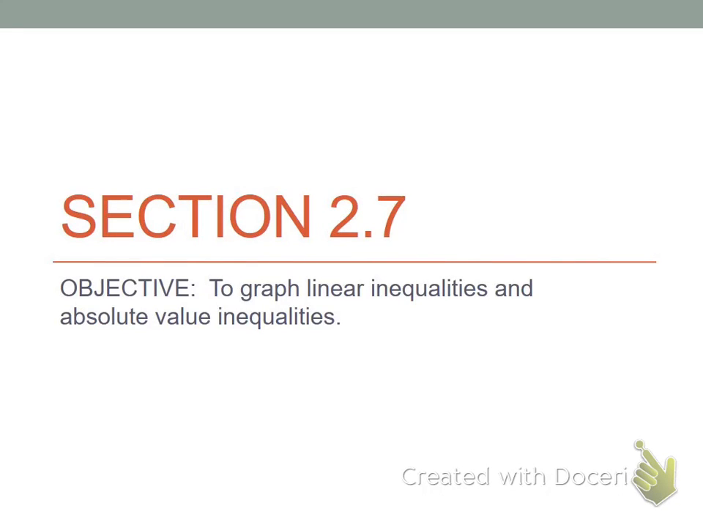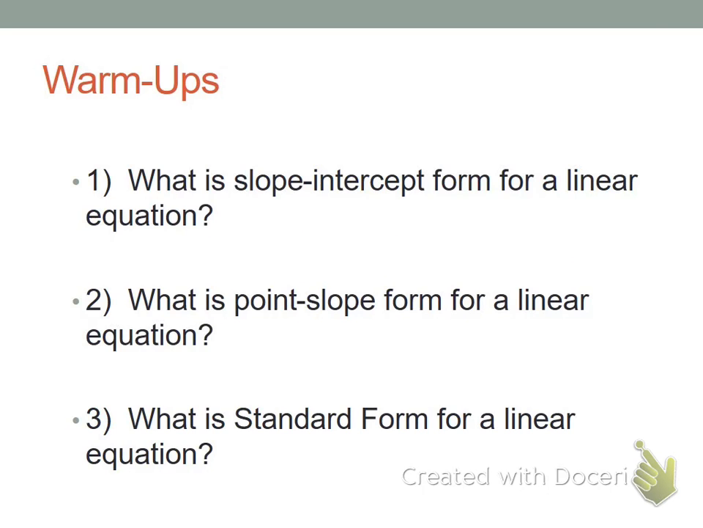Today we're working on section 2.7. Our objective is to graph linear inequalities and absolute value inequalities. Our warm-ups are not on your paper. We are just going to discuss them. If you would like to make little notes in the margins to review, you may.